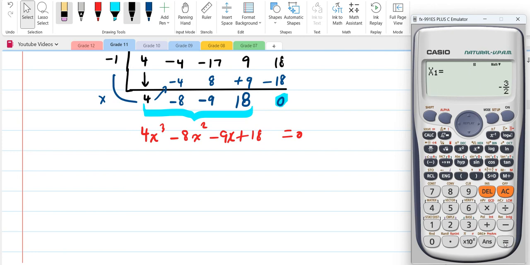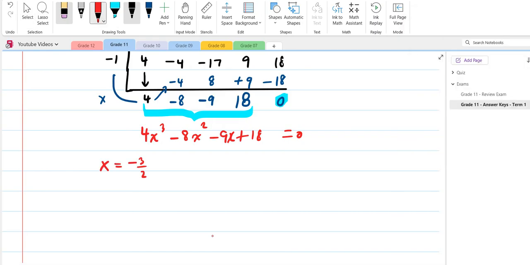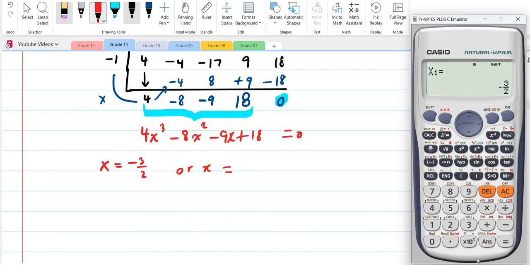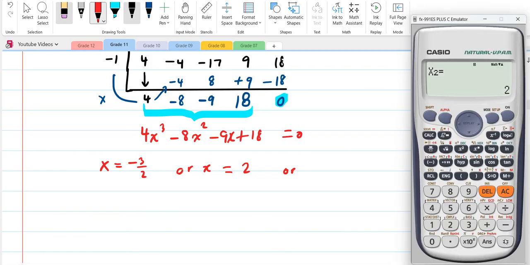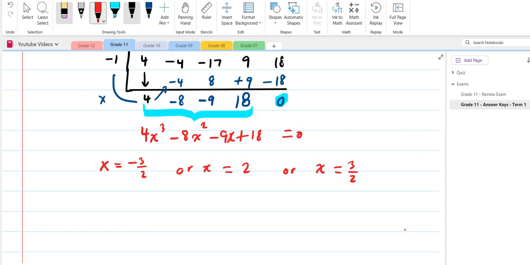That will give us -3/2. Perfect. So it's giving us x is equal to -3/2. It was one of the possible roots. Or x is equal to 2, or x is equal to 3/2. So we have all the 4 possible roots.